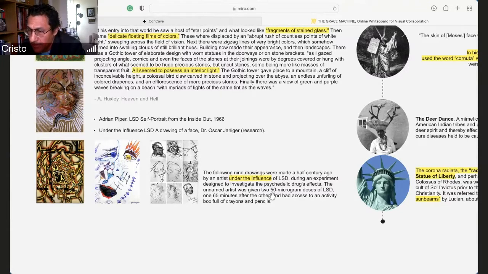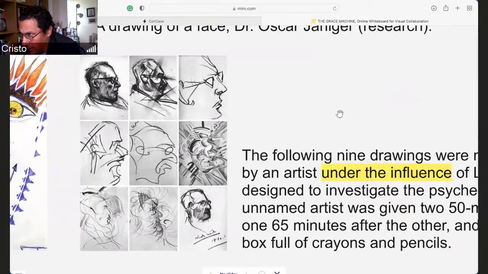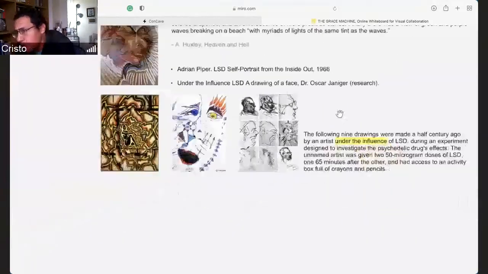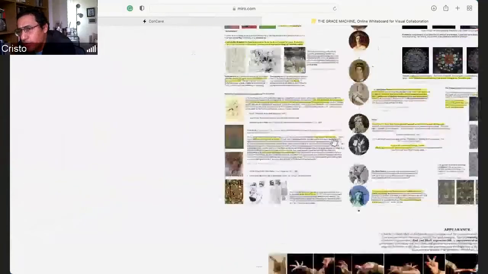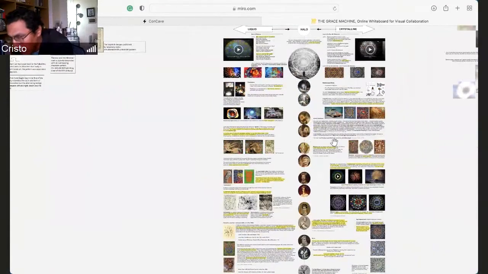The experiment was designed to investigate the psychedelic drug effect, and the artist was given a 50 microgram dose of LSD every 65 minutes, and you can see the changing of the art, right? All these shimmering halos and psychotropically induced visions, how closely they come to these patterns of kaleidoscope and liquid light projection. And it's all about radiance itself, right? It's about vibrancy of color as well.